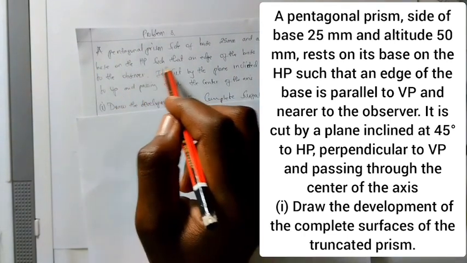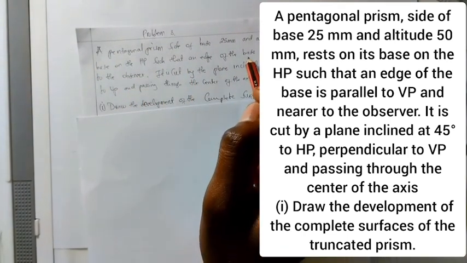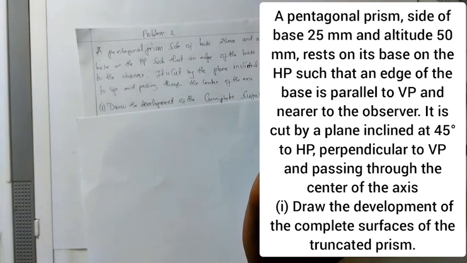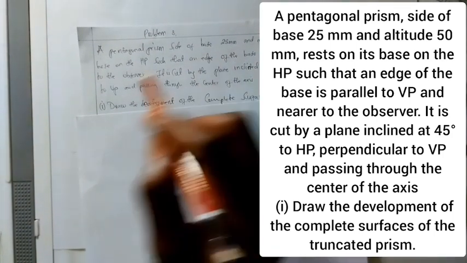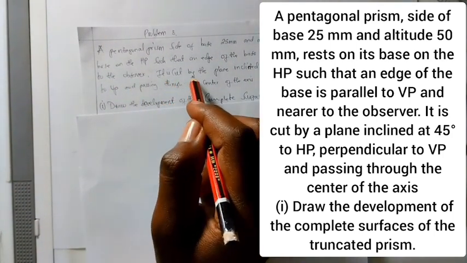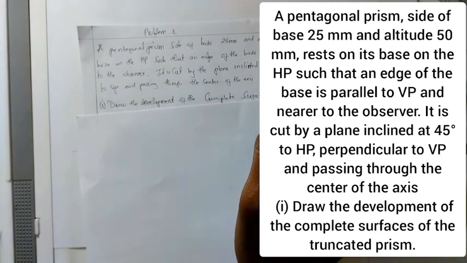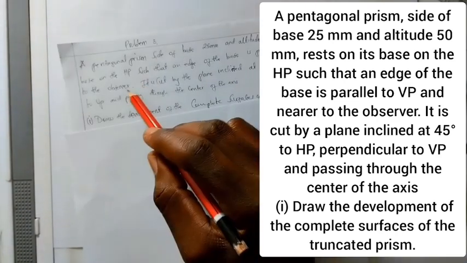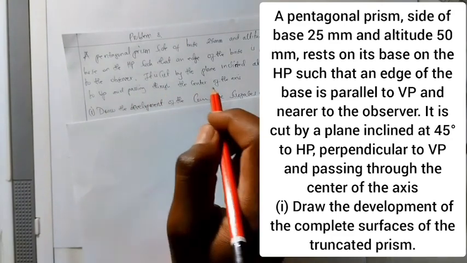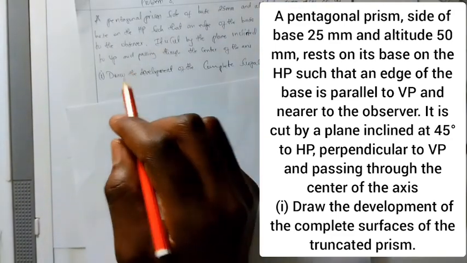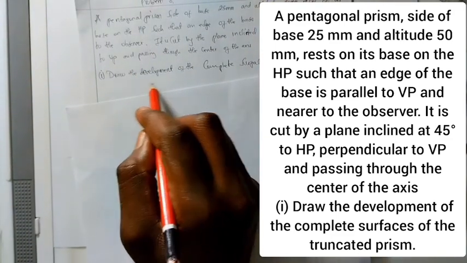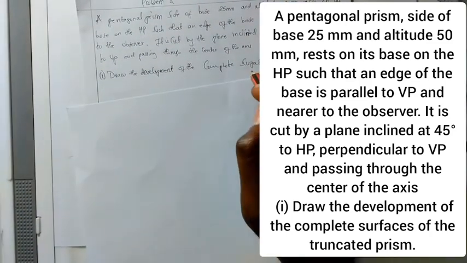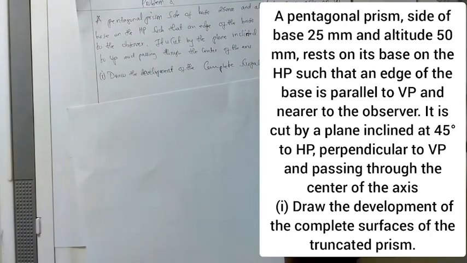base on the HP such that one edge of the base is parallel to the VP and near to the observer. It is cut by a plane inclined at 45 degrees to the HP, perpendicular to the VP, and passing through the center of the axis. We are needed to draw the development of the complete surface of the truncated prism.